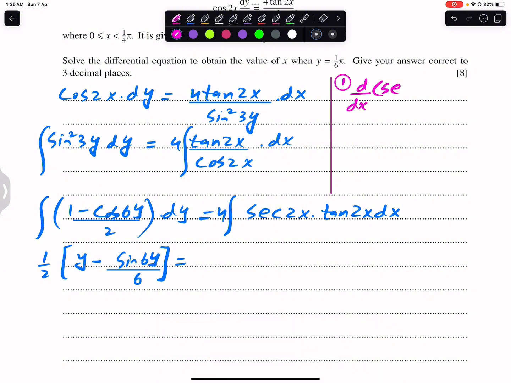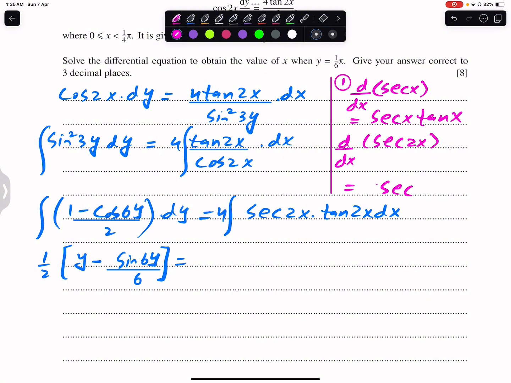The derivative of secant x is secant x tan x. So it means that the derivative of secant 2x, what will that be?